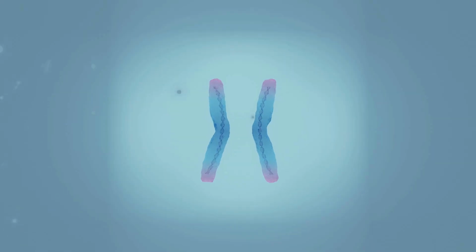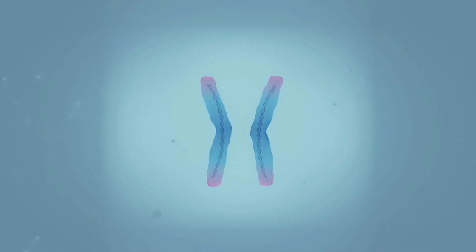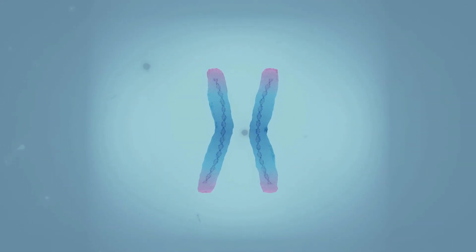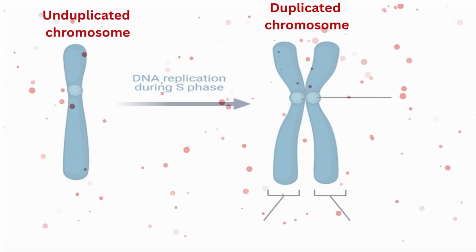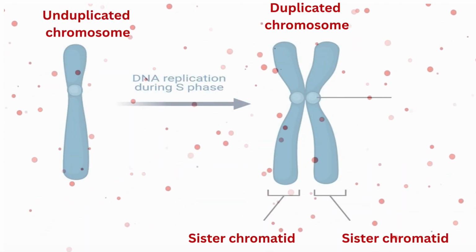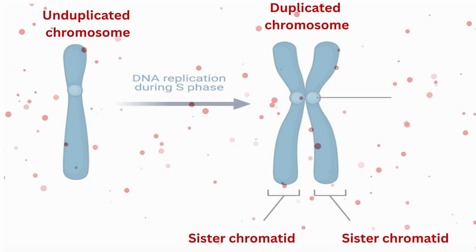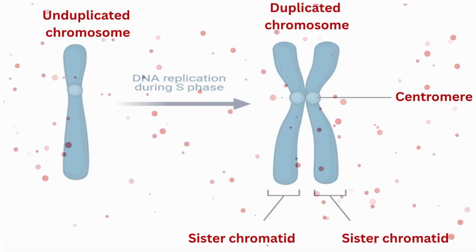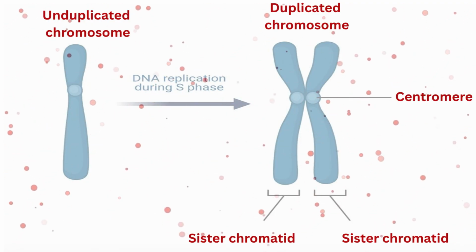It is important to understand that chromosomes are not always X-shaped. After DNA replication, each chromosome consists of two identical copies, called sister chromatids, joined at the centromere. This duplication happens before mitosis begins.